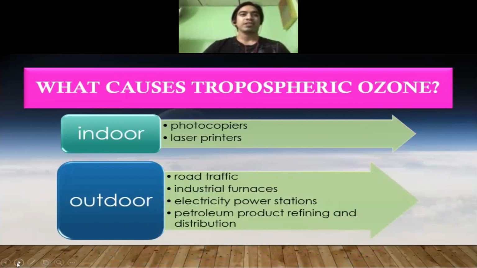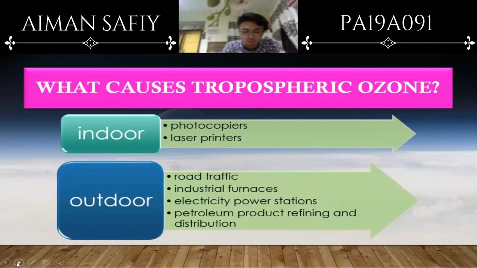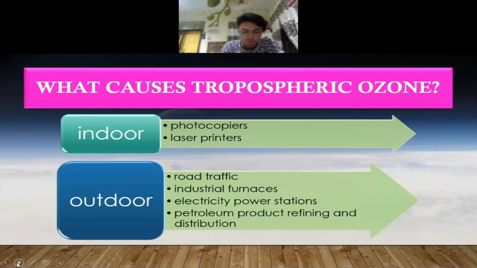Assalamualaikum warahmatullahi wabarakatuh. Okay, today I would like to talk about the process that causes the formation of tropospheric ozone. Tropospheric ozone or ground level ozone, which is what we breathe, is formed from photochemical reaction between volatile organic compounds, which is VOC, and nitrogen dioxide. This reaction depends upon the presence of heat and light, which actually come from the sun.